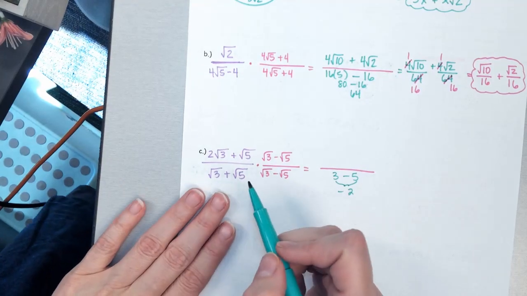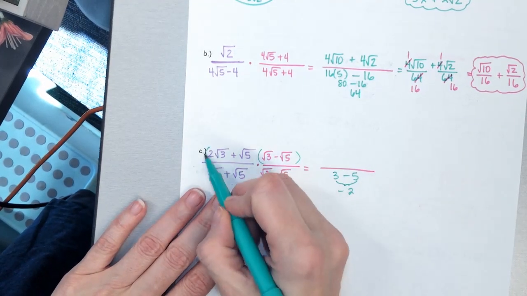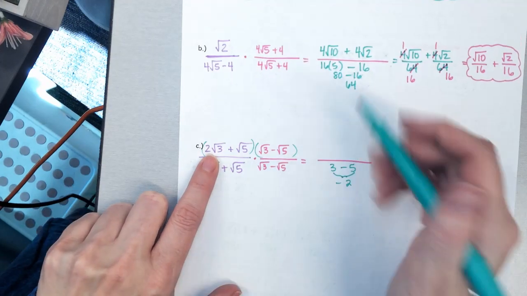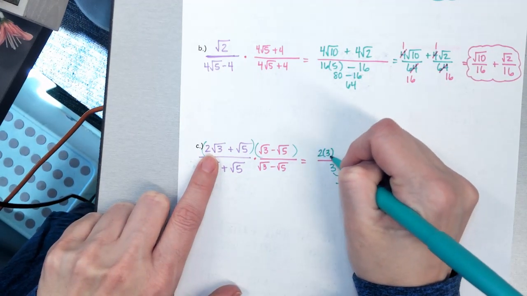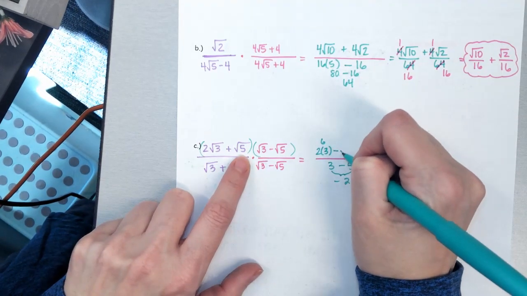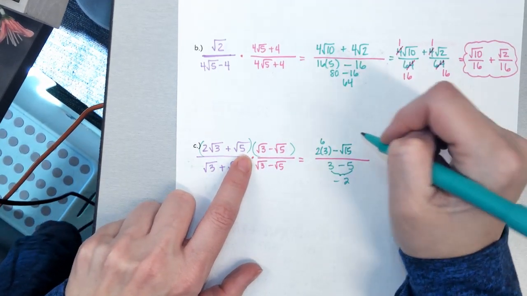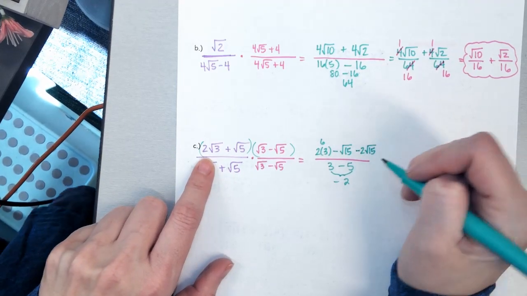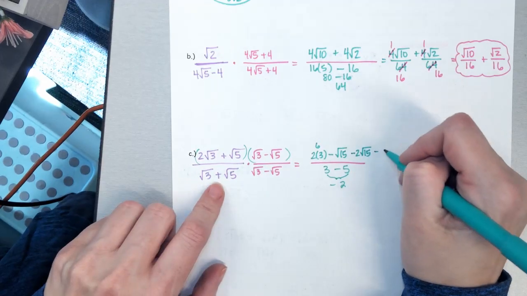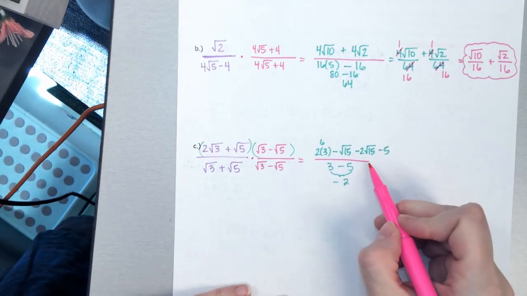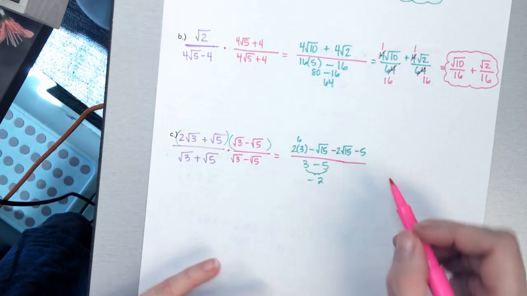Okay, which is going to be negative 2 on the bottom. On the top, you're going to have to FOIL. So sometimes putting those in parentheses helps me. 2 root 3 times root 3 is the same thing as 2 times 3, okay, which is 6. On the inside, you'd have the square root of 15. On the outside, you'd have negative 2 root 15. And then root 5 times root 5 is minus 5. Okay, how do we do on that step?